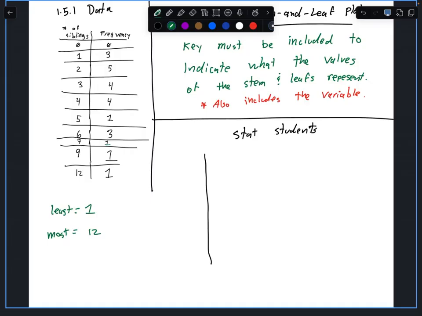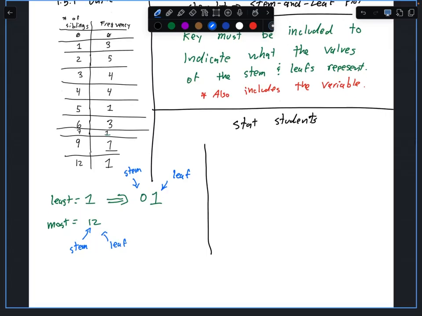Now, we're going to write 1, and we're going to identify the 1 as 0, 1. So the response of 0, 1 means that the 0 is going to represent the stem, and this is the leaf. For the most, the number 1 is the stem, and then this would be a leaf.